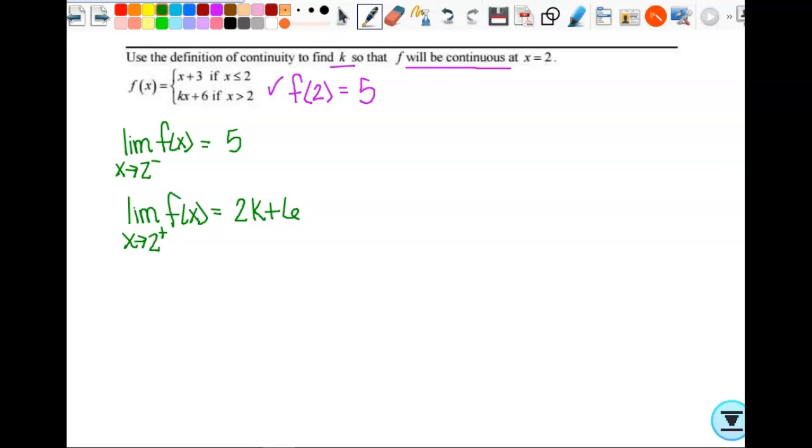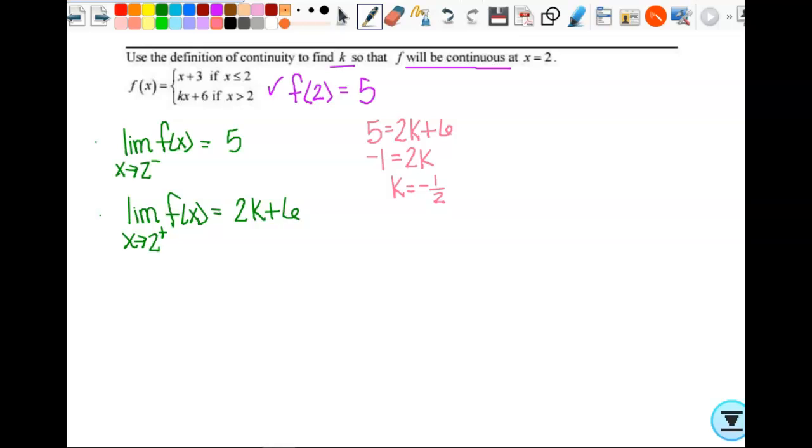Makes sense? If this is going to be continuous, which is what I want, don't these two have to be the same? Right? That means what I need is I need 5 to equal 2k plus 6. So then that'll give me negative 1 equals 2k. So k is equal to negative 1/2. Okay? Everybody okay with that?